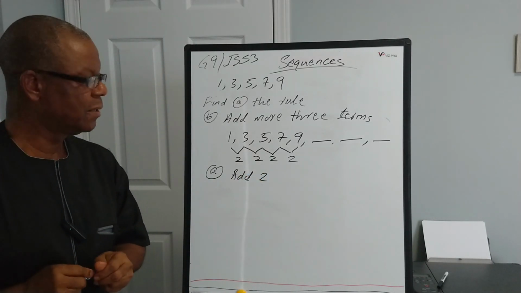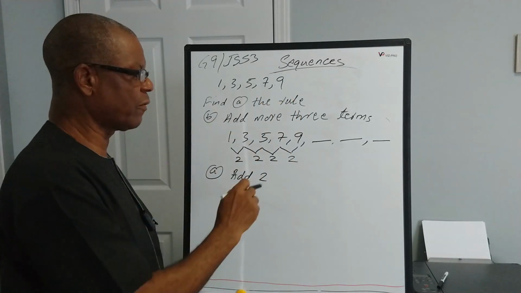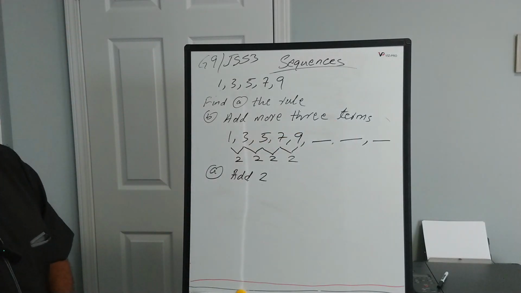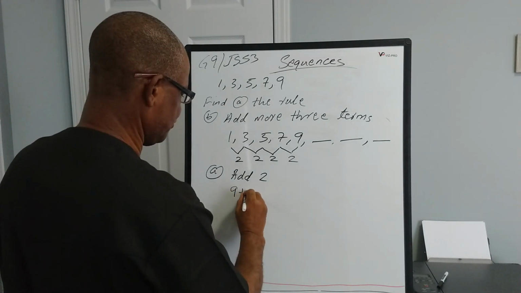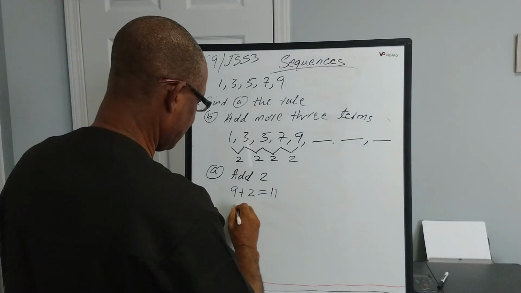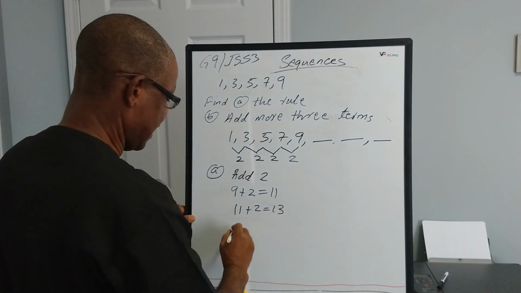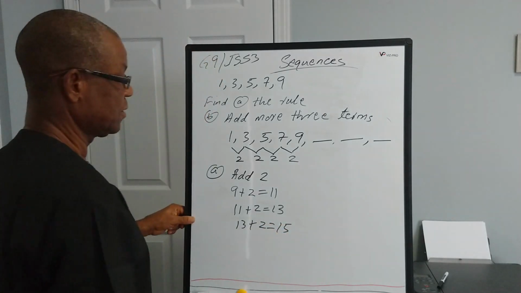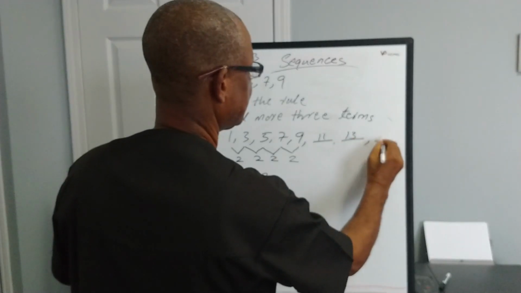If the rule is add 2, what should be the value of the 6th term, the 7th term, and the 8th term of this given sequence? We now say 9 plus 2, that will give us 11. And the second one, 11 plus 2, will give us 13. And 13 plus 2 will give us 15. So we have 11, 13, and 15.